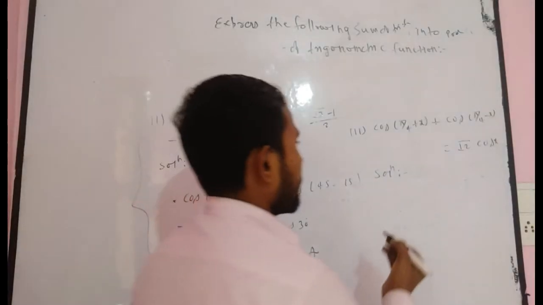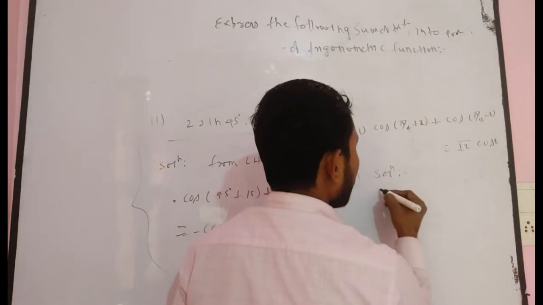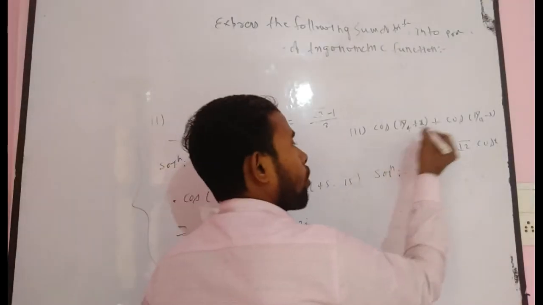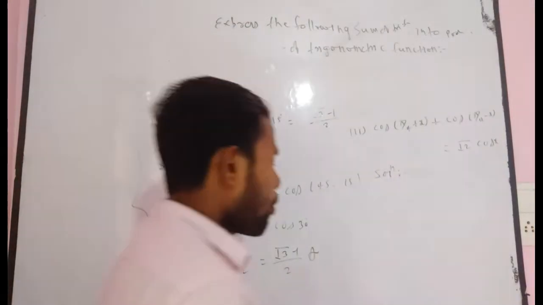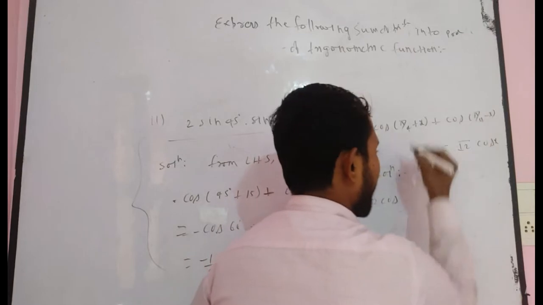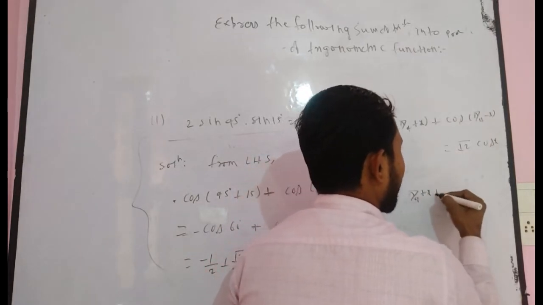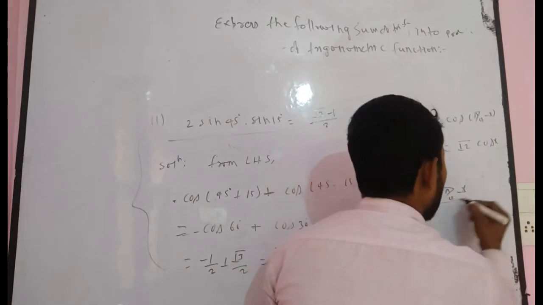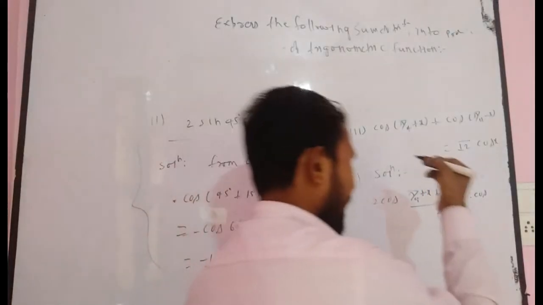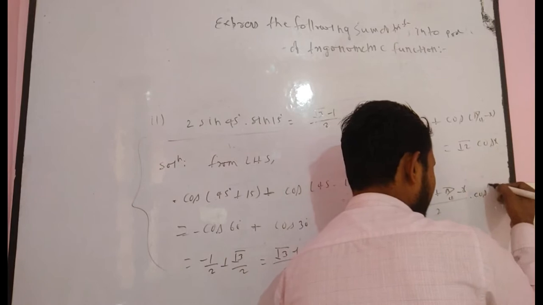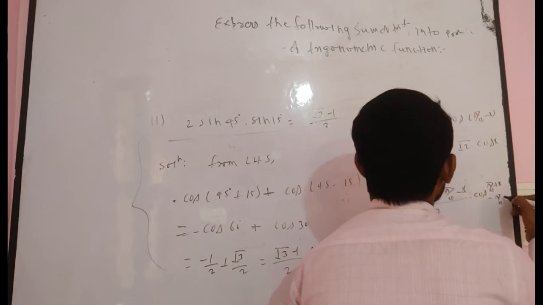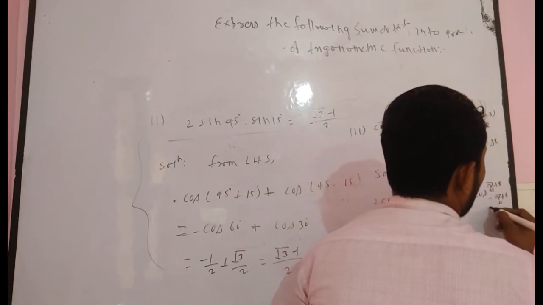Now I want to use cos C plus cos D. If you use cos C plus cos D, what will be the formula? Cos C plus cos D is equal to 2 cos (C plus D) by 2, that means pi by 4 plus x plus pi by 4 minus x divided by 2, into cos (C minus D) by 2. So you can write pi by 4 plus x minus pi by 4 minus x by 2.